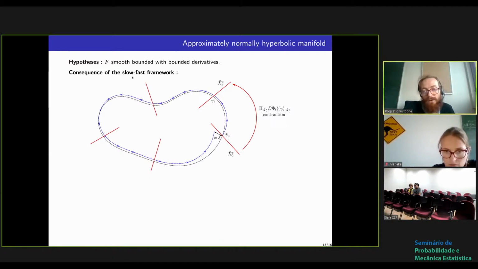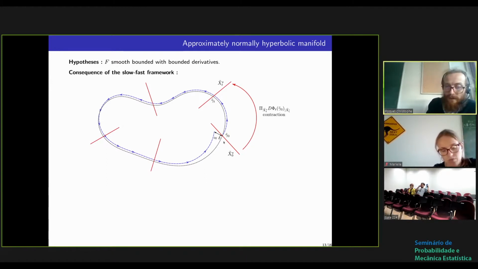So with our slow-fast framework, we are able to show that you are not so far from having a periodic solution. And in terms of stability, we are also not so far, which means that you can define some hyperplanes here that are not stable under the linearized dynamics. But if you project the linearized dynamics on these hyperplanes, then you get a contraction. So you're not so far from having a stable periodic solution.